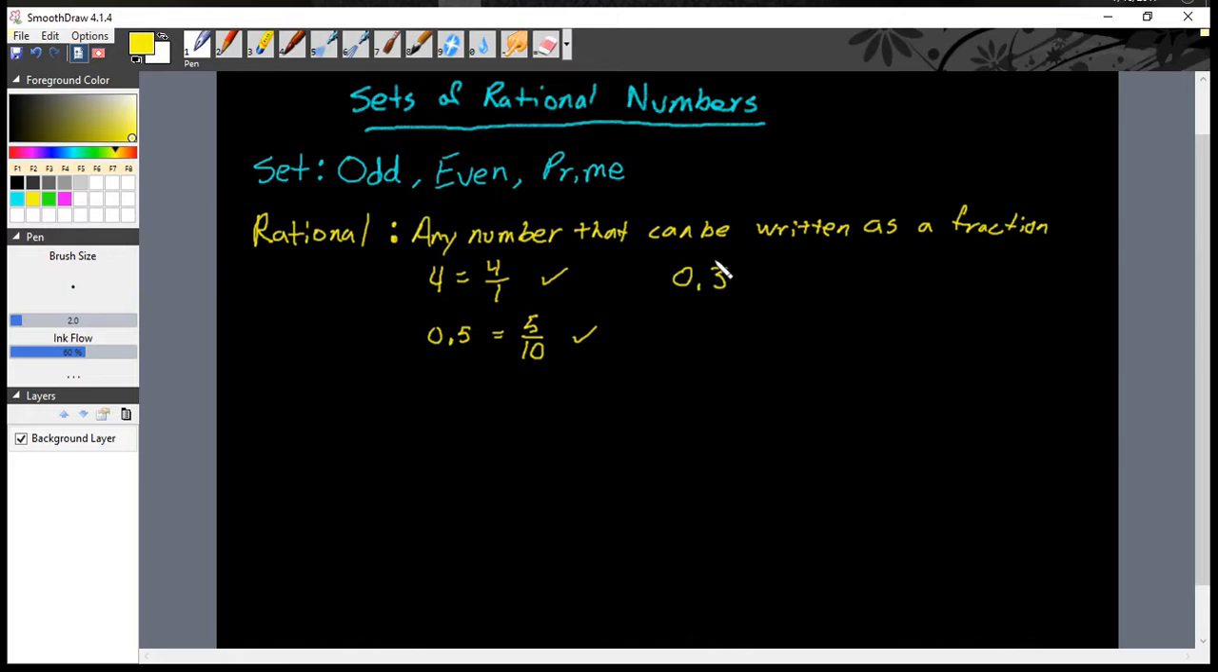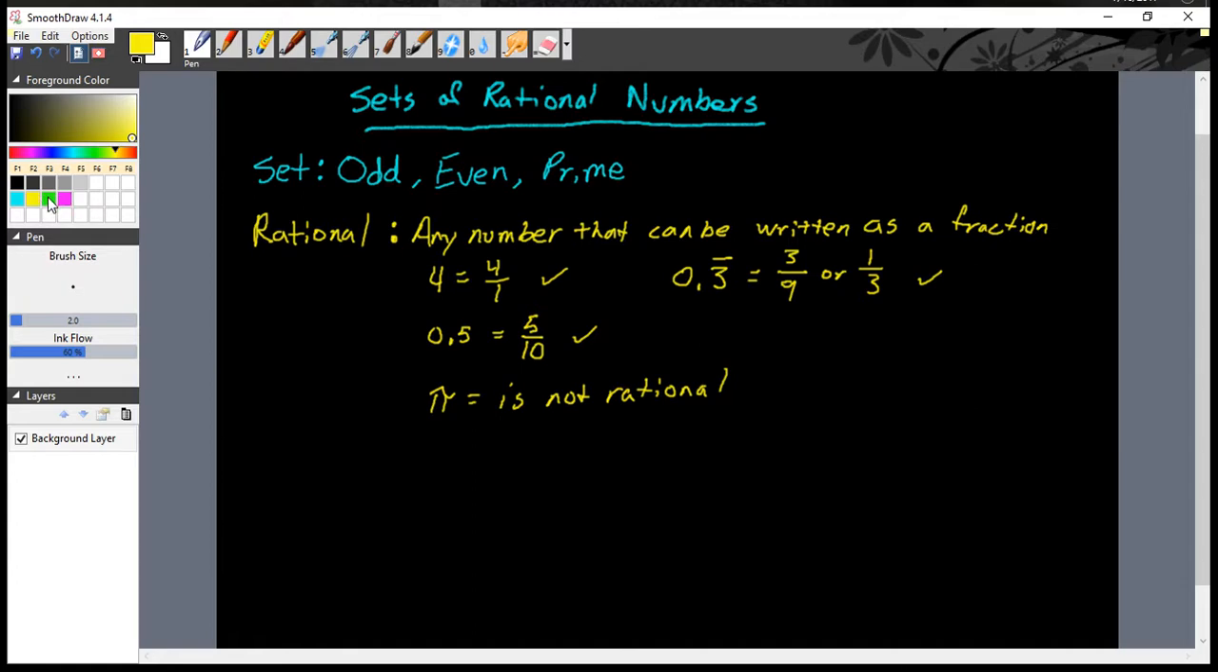0.3 repeating, 0.3333333, can be written as 3 over 9 or 1/3. So it is a rational number. Almost every number that we've covered up until the 7th grade is a rational number, except for one, and that is pi. Pi is not rational, it's irrational. Right? So rational is a very big set of numbers.